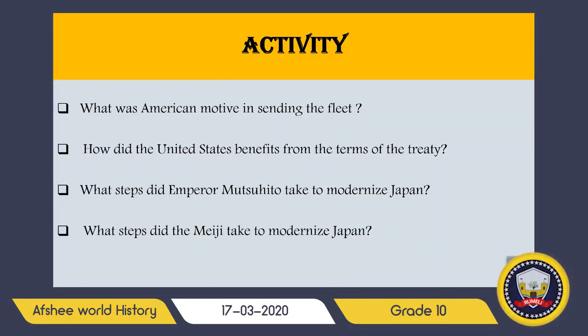Here are examples of the questions: What was the American motive in sending the fleet? How did the United States benefit from the terms of the treaty? What steps did Emperor Mutsuhito take to modernize Japan? What steps did the Meiji take to modernize Japan? The whole topic was about modernization in Japan, so when you read all these topics in detail, you will be able to answer these questions.